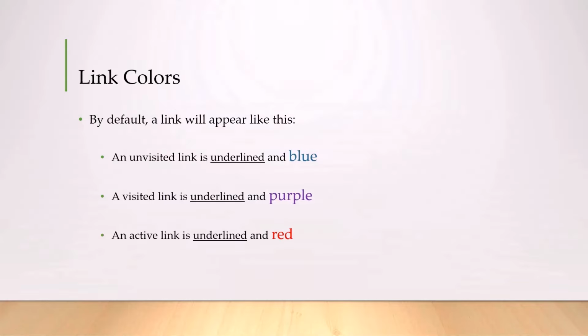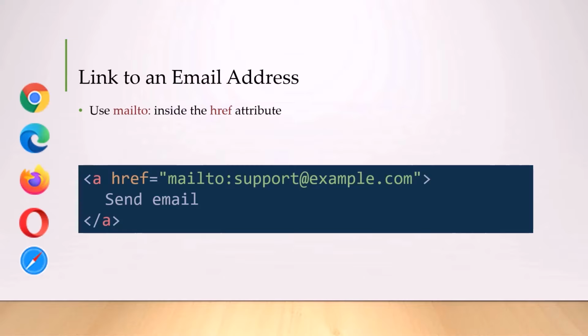By default, a link will appear like this in the browser. An unvisited link is underlined. The unvisited link is actually a link that the user has not visited yet. A visited link is underlined and purple. An active link is underlined and red. You can link to an email address using mailto inside the href attribute. When the user clicks on such links, a mail program on the user's device will open.